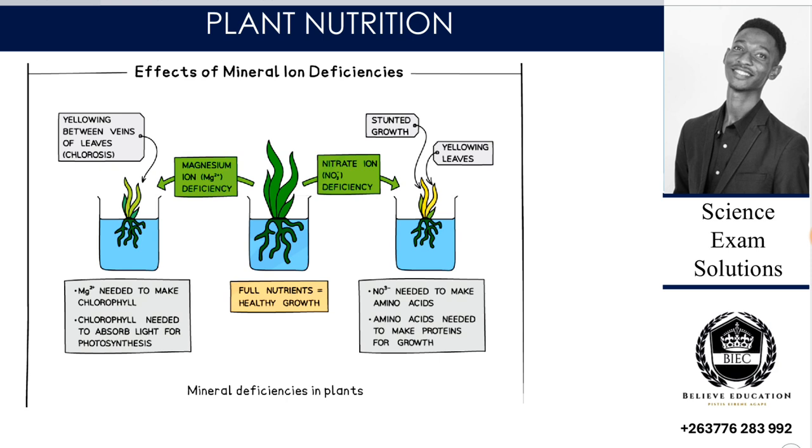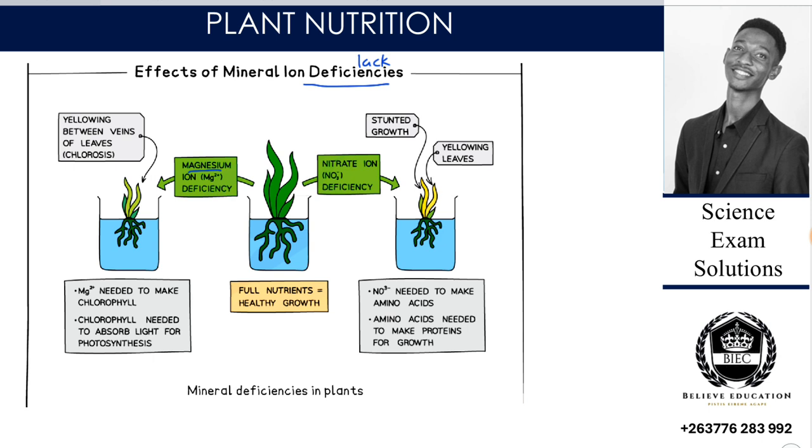Then let's look at the effects of mineral ion deficiencies. So when you talk about deficiencies, we are talking of lack here. So if there is lack, what will happen? Yellowing between the veins of the leaves, which is called chlorosis. So chlorosis will be caused by the deficiency of magnesium. So we said magnesium is used for making chlorophyll, right?